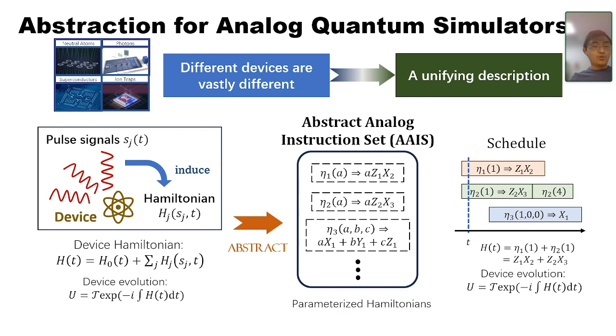Each instruction execution generates a partial Hamiltonian on the device, mathematically described by a parameterized Hamiltonian. Then an instruction schedule shows which instructions are executed at each time. For example, at time t in the schedule here, eta 1 and eta 2 are executed with parameters 1, effectively generating a Hamiltonian Z1X2 plus Z2X3 at time t on the device.